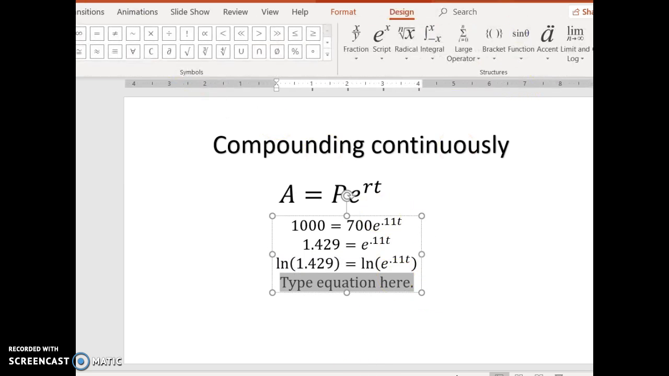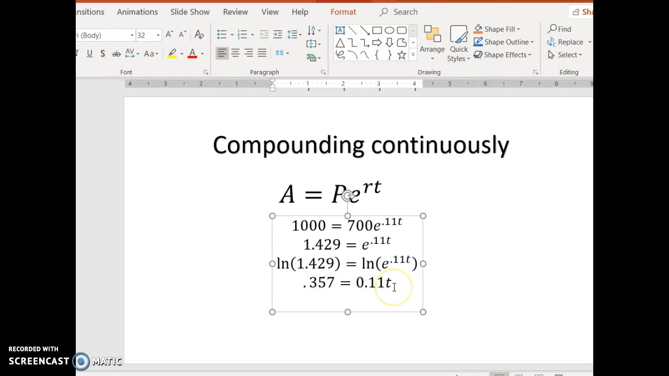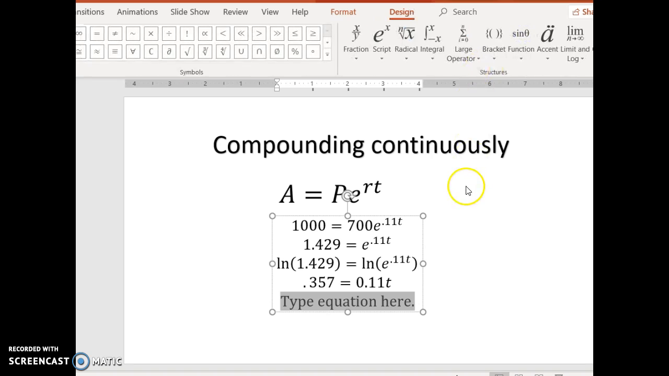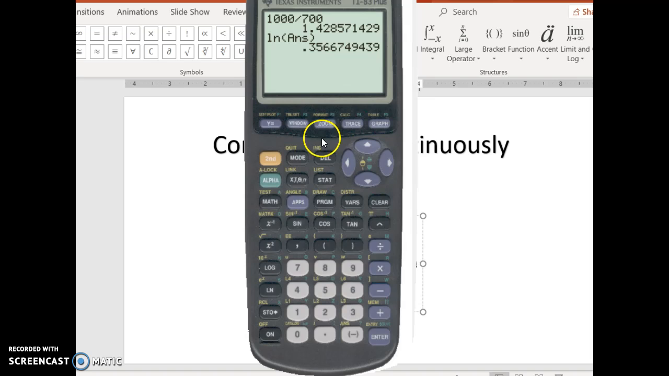Insert an equation. 0.357 equals 0.11t. Because that's what happens with natural logs. So we just need to divide the left side by 0.11 and we'll get t. Insert equation. t equals, oh, what is it? Divide by 0.11. 3.24.